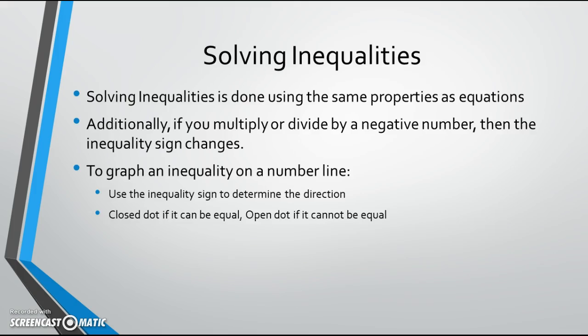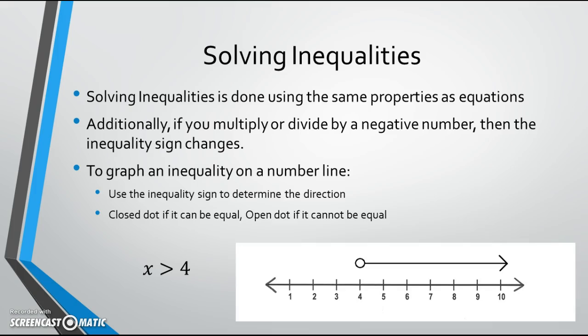The last set I want to go over is solving inequalities. Solving inequalities is done in the same way as equations. The only difference here is if you multiply or divide by a negative number, then the inequality sign changes. And to graph an inequality on a number line, you're going to use the inequality sign to determine the direction of which the line goes, and you use a closed dot if it can be equal, and an open dot if it cannot be equal. So here our example is x is greater than 4. The greater than part tells us we're going to go to the right, and the fact that it's not equal tells us it's going to be an open dot.